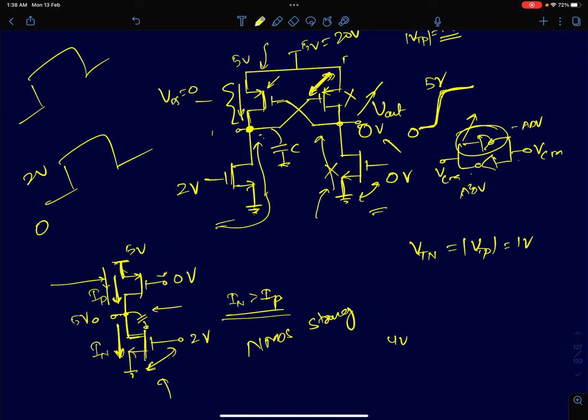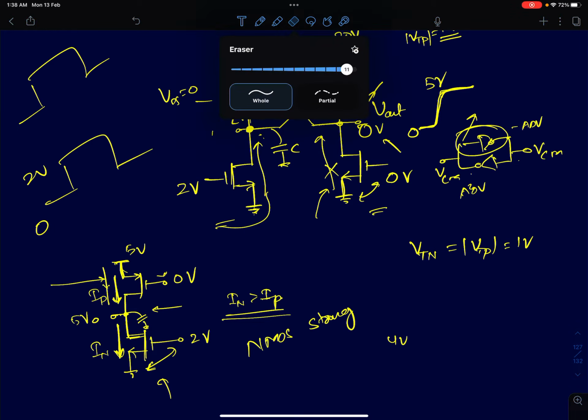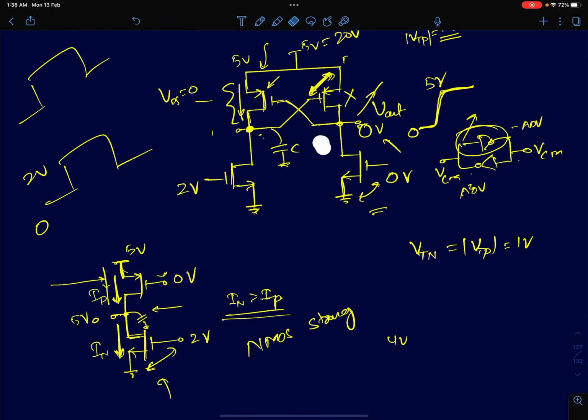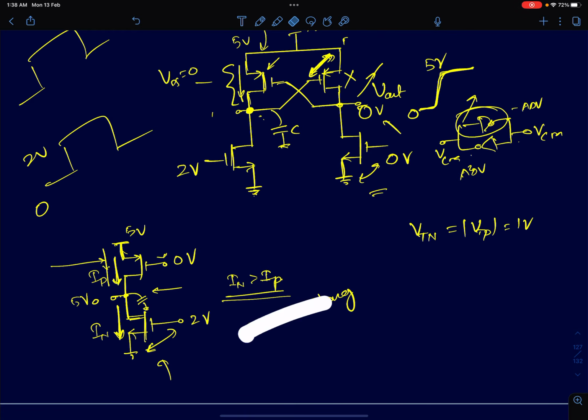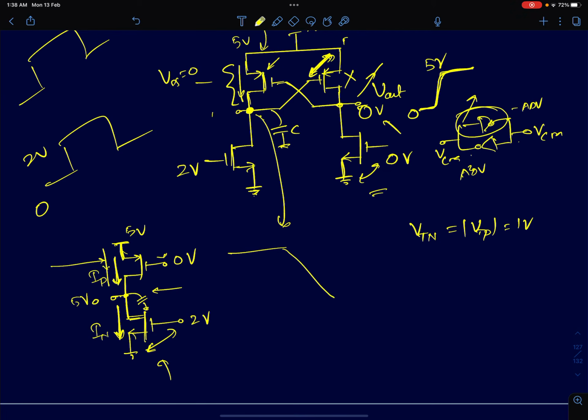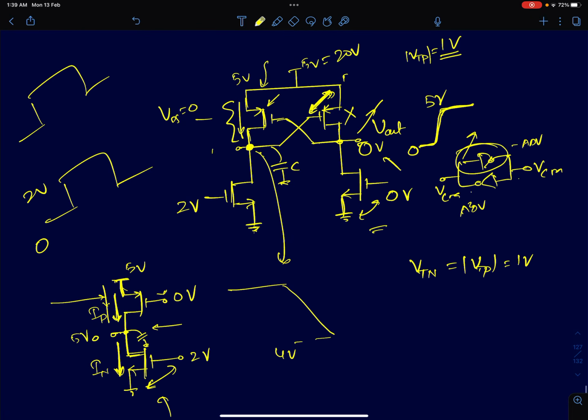Okay, so now we have done the sizing. I'll just assume that and go to the operation of the circuit. So one of the output nodes is now discharging. The other node is just staying at 0. I'm plotting this node voltage here. From 5 volts, it starts to discharge and it reaches 4 volts. The moment it reaches 4 volts, the other PMOS starts conducting.